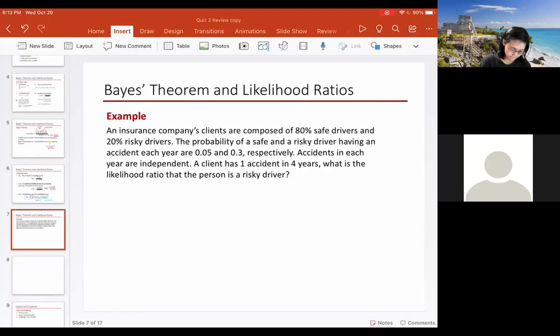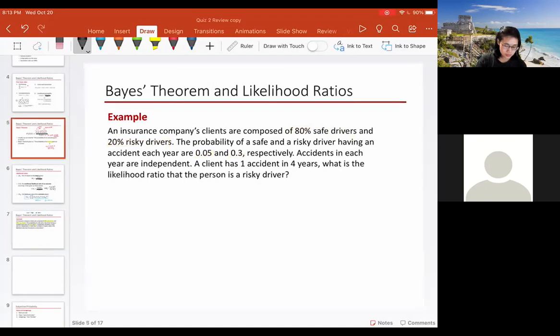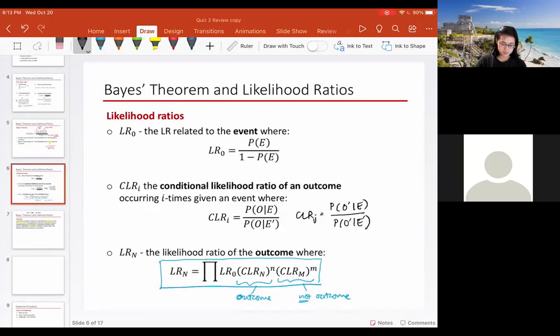All right. Okay. So you have 80% safe drivers and 20% risky drivers. The probability of a safe and risky driver having an accident, 0.05 and 0.3. Accidents in each year are independent. So that's just the statement saying that you can do the P(A)·P(B) formula. This holds, and this just makes everything that we're going to be doing using these formulas easier.